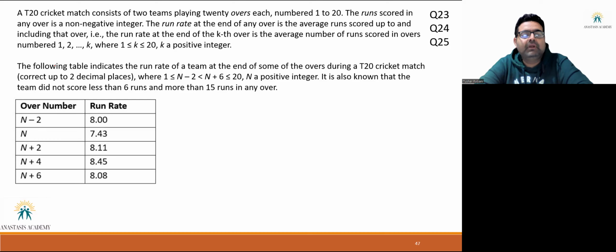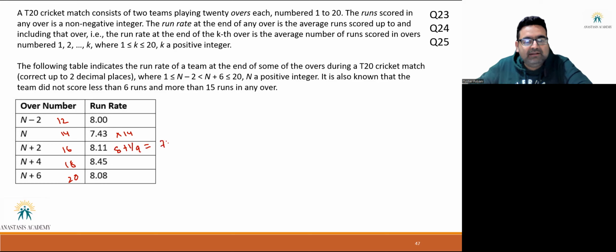But the problem will be if you take 14. So if you had taken 14, this becomes 12, this becomes 14, this becomes 16, 18, and this becomes the end of the match. So this multiplied by 14 will give me an integer, but 0.11, if you know, is 1 by 9. So this is 8 plus 1 by 9, which is 73 by 9. So I need a multiple of 9, right? But 16 is not a multiple of 9.